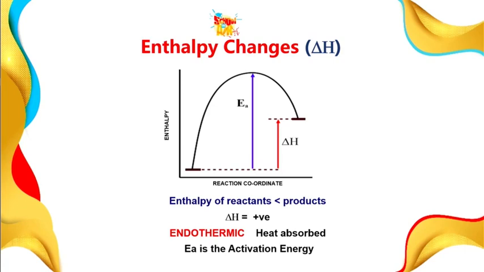If delta H value is positive, that means the reaction is endothermic. Endothermic means heat is absorbed from the surrounding. And then you see EA again. EA is the activation energy, which is for the reactant. Activation energy is always for the reactant. The energy barrier which the reactant must overcome before the products are formed.